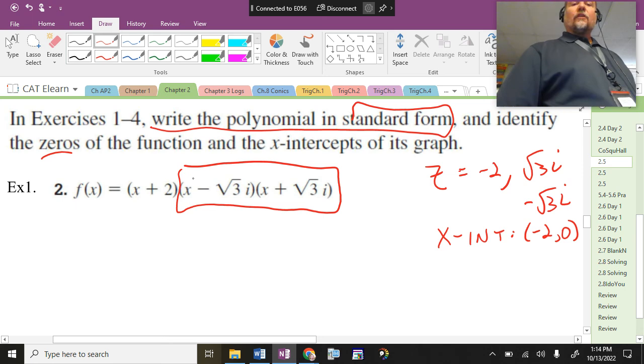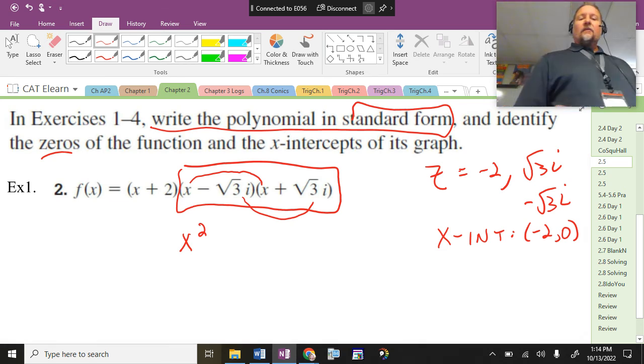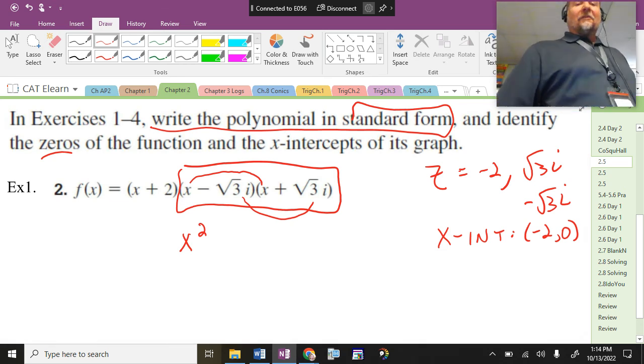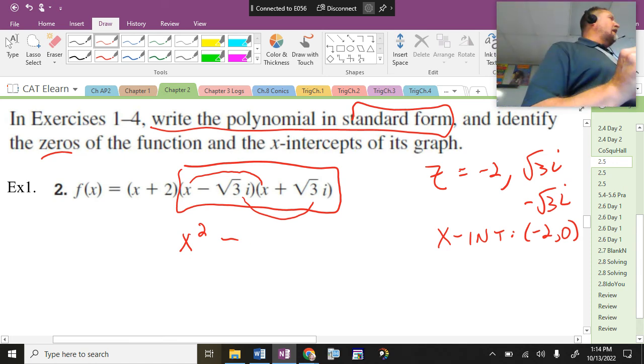What happens to the middle term in the FOIL, everyone? 3, 2, 1, go. Cancels. So those that know that just go right to here and skip even doing the lines for the middle term. And that's smart. All right. Negative root 3 times root 3. People mess this up all the time.